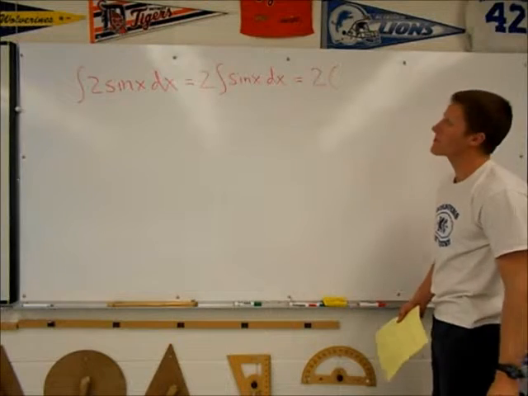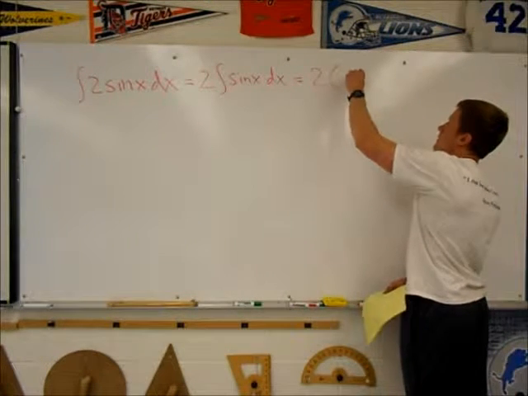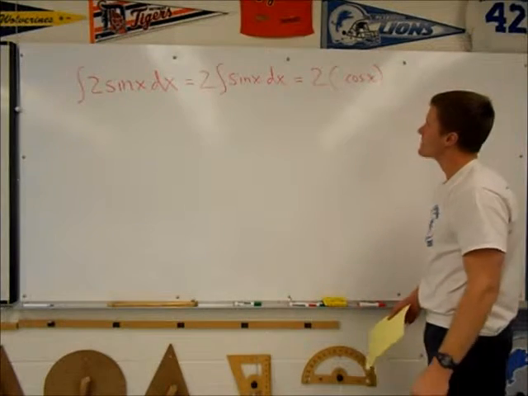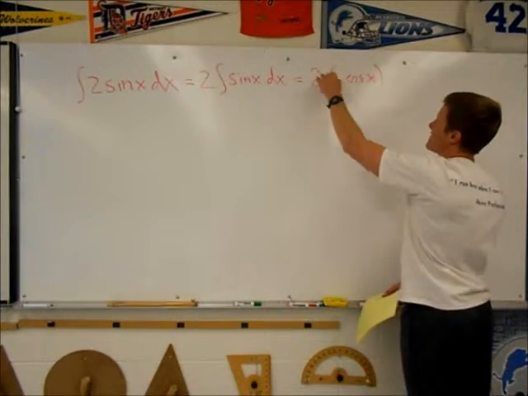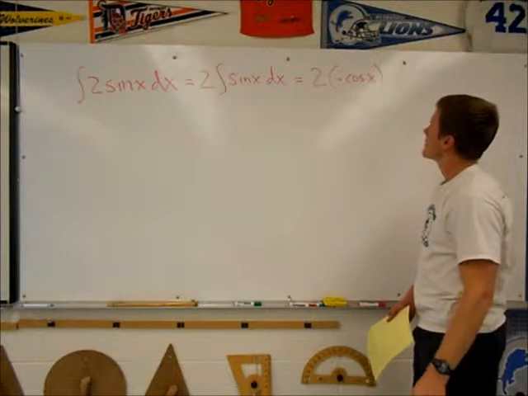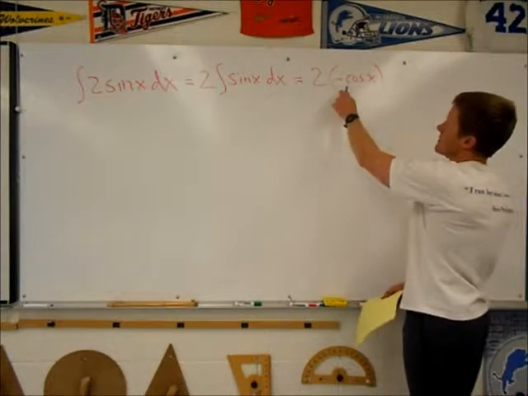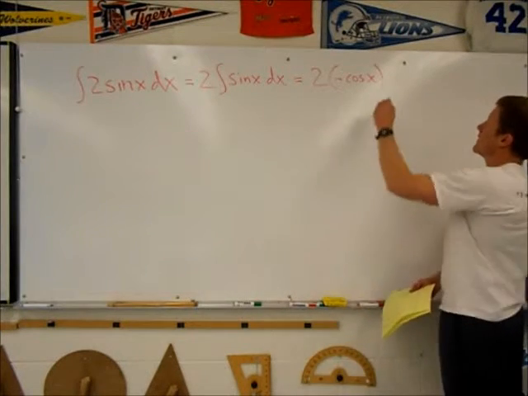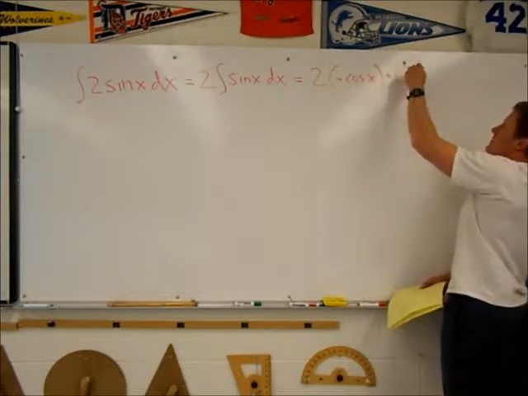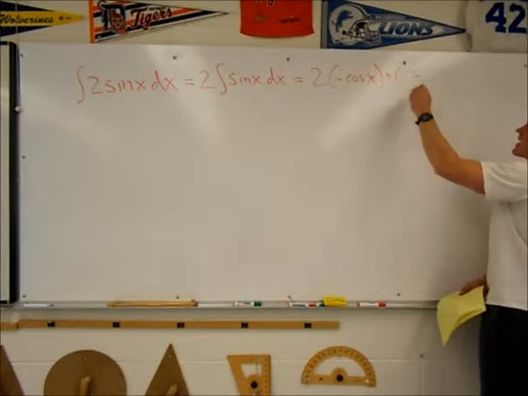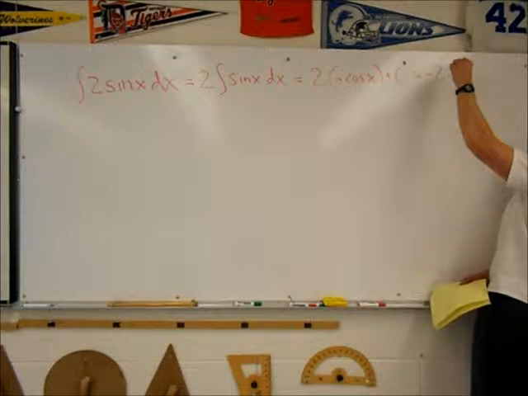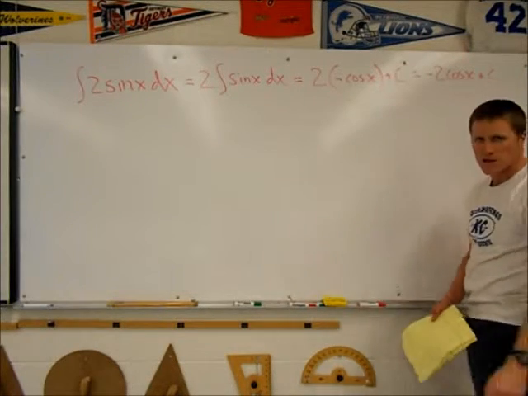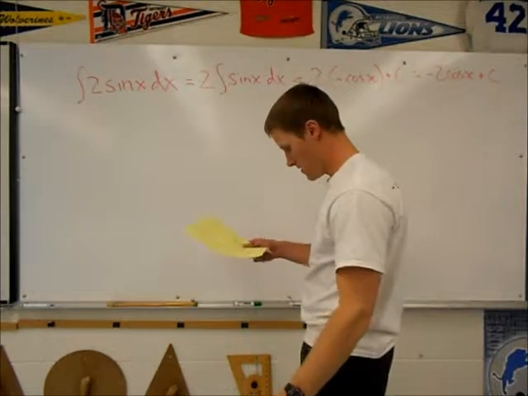I know it has something to do with cosine, but the derivative of cosine is negative sine, so I need another negative there. So when I differentiate this, the two negatives will make the positive here. And then lastly, plus c. Don't forget your plus c's. Combining that without parentheses, negative 2 cosine x plus c. There you go. Constant multiple rule.